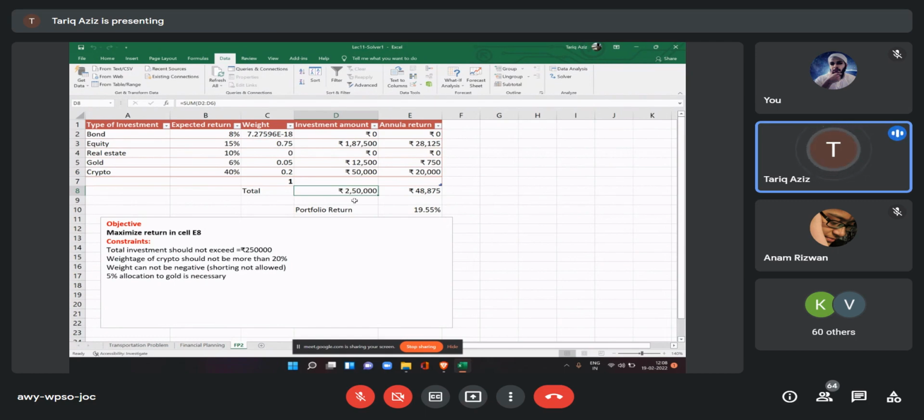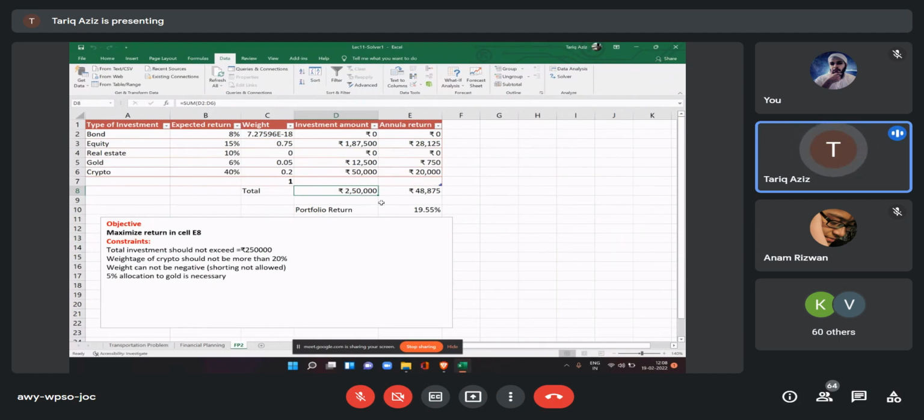The 2,50,000 is showing up here. Our return in this case will be 48,875, and in terms of percentage, this return is 19.55. So I will remove these things, and your task is to solve this problem using solver and submit this assignment on the Google Classroom.